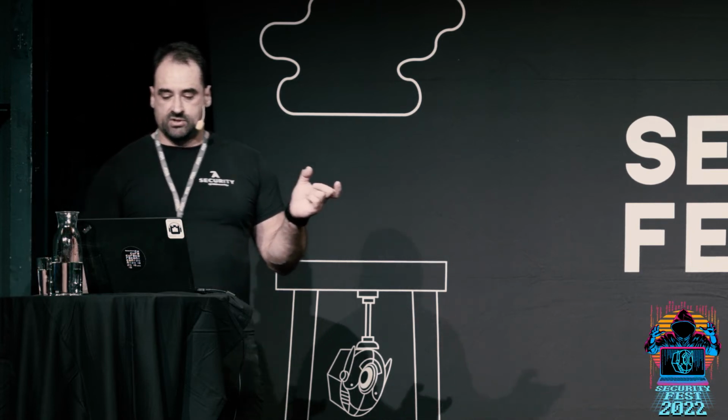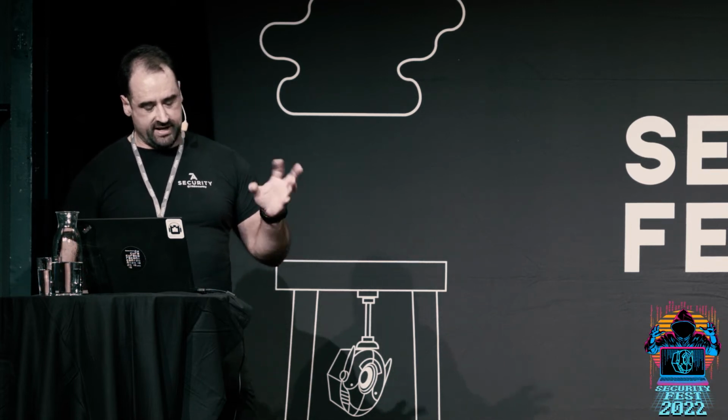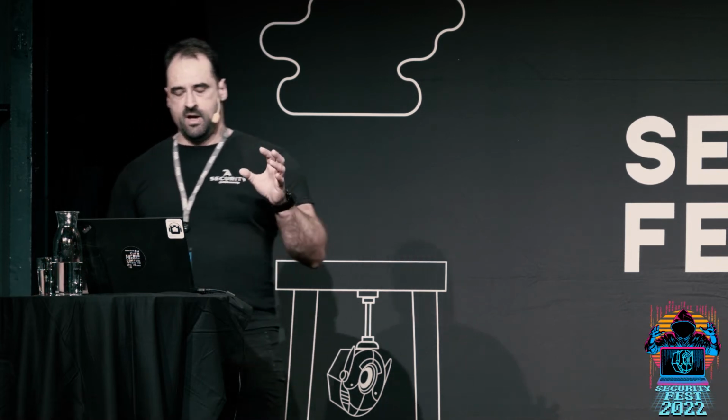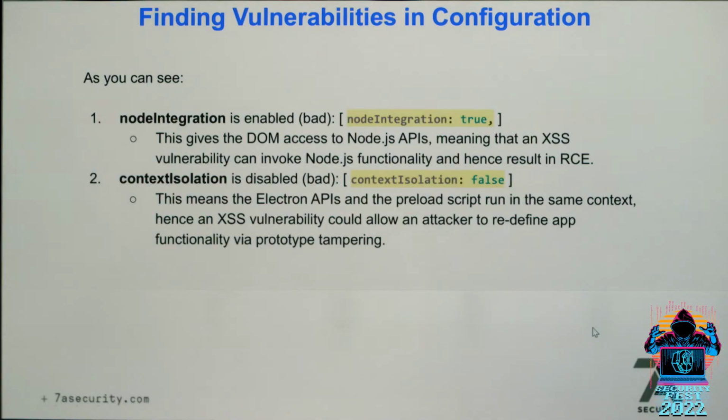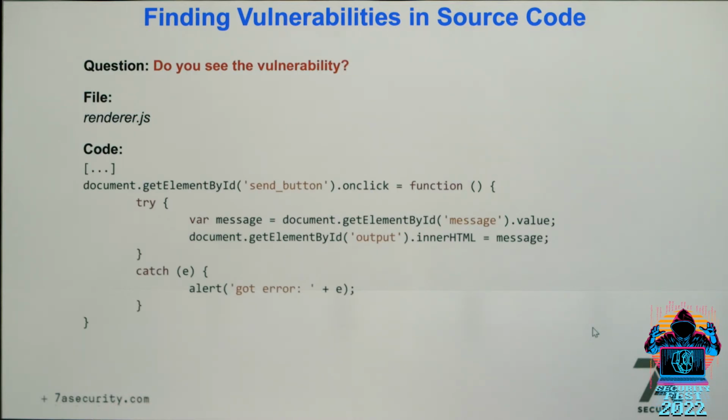And when context isolation is disabled, the JavaScript on the user HTML is running in the same context as the JavaScript of the application. So with an XSS, you can mess with the application. I'll demonstrate this later on, and it will make more sense then.